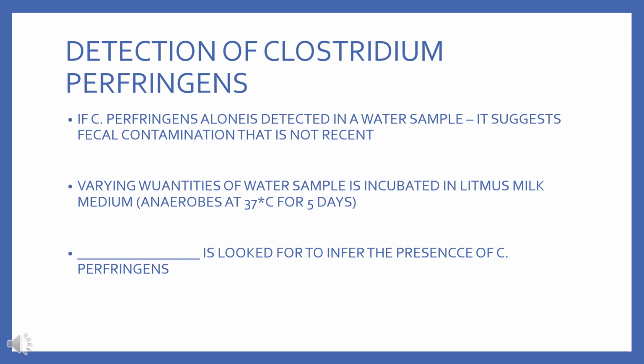So varying quantities of water sample is incubated in litmus milk medium. So this is for anaerobes at 37 degrees for 5 days. The positive result would be a stormy cloud formation, and that would definitely reveal the result, which is that the bacteria present is your Clostridium perfringens. In the next slide, I will show you what it looks like.